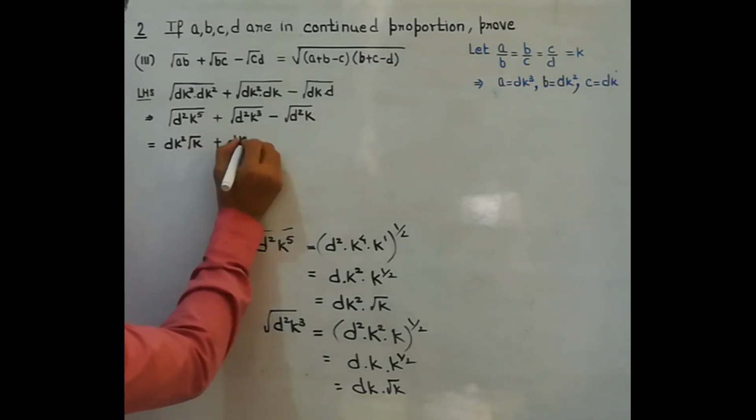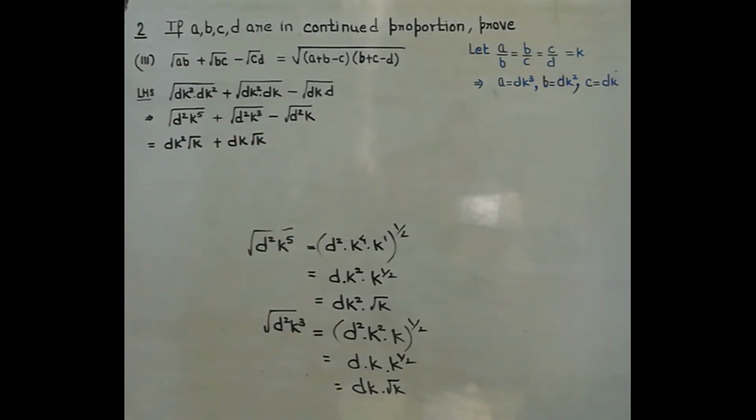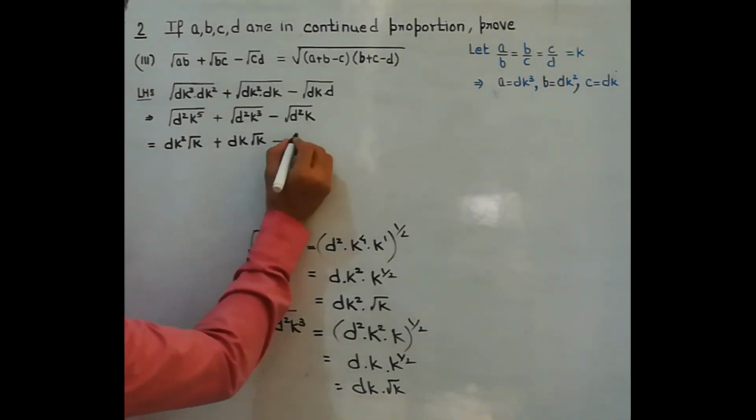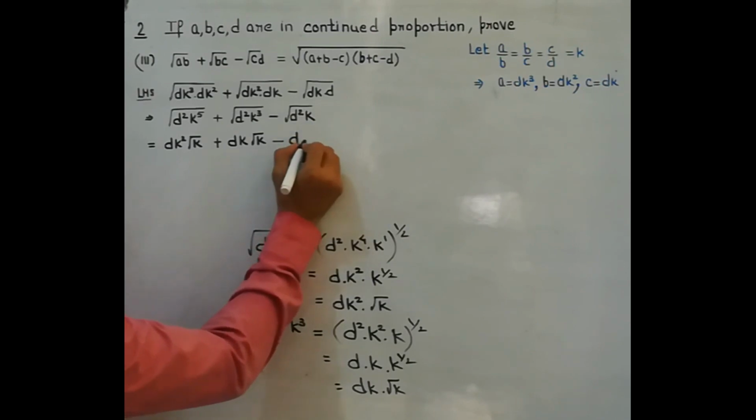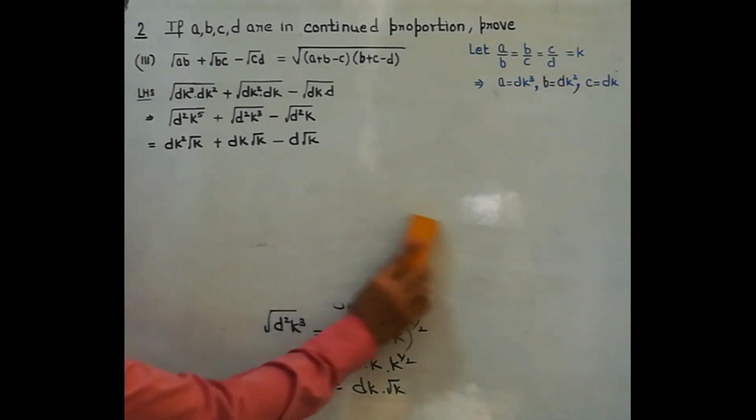D k under root k, like this. Similarly, you can do for this. This is d square half. This will become d, and this is k. So this will become under root k. Hope this step is clear to you. Whenever it's an odd power, this is how you can convert it into even and odd. Okay, now the further result. Hope this is clear.